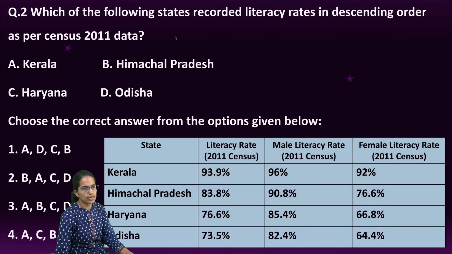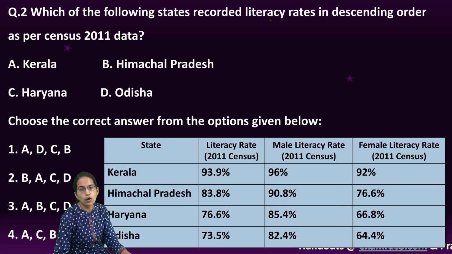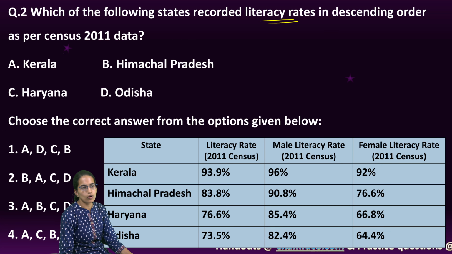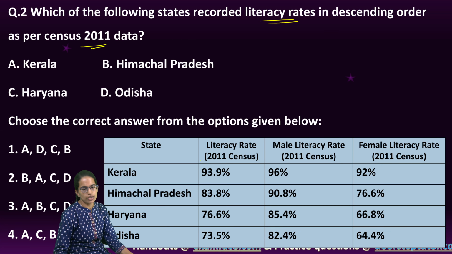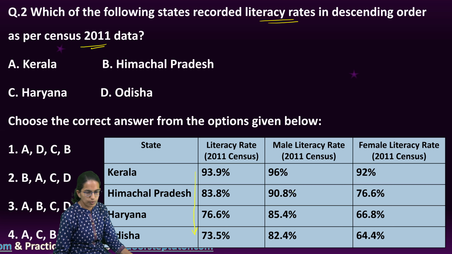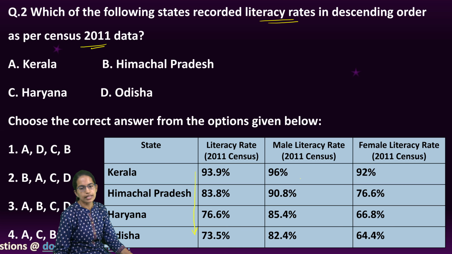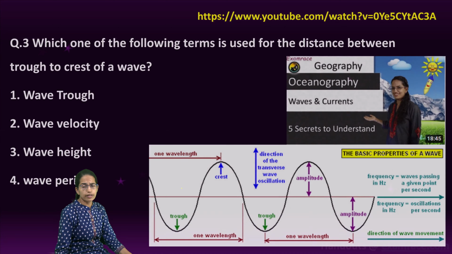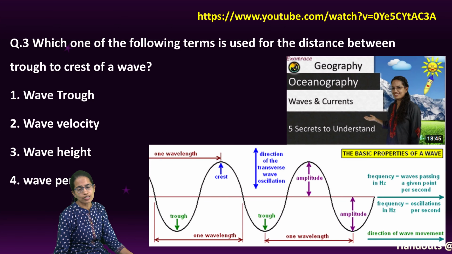of the major factors. Now the next question says, which of the following states recorded literacy rates in descending order as per the census? Now here we have Kerala, Himachal Pradesh, Haryana and Odisha. We have already jotted down the proportion of literacy across these, the male and the female literacy as well. So that's the correct answer. Kerala, Himachal Pradesh, Haryana and Odisha. Now, from census, every time you have one or two questions that are asked directly or indirectly.